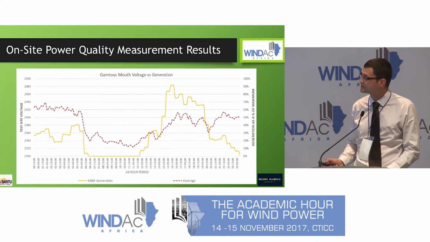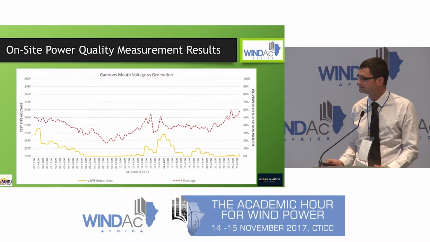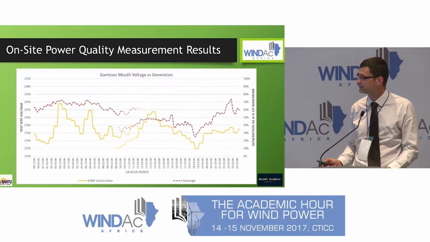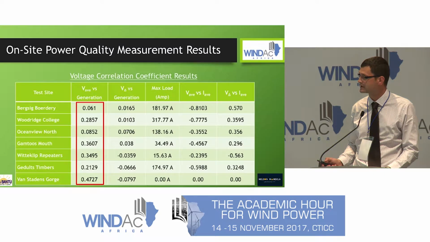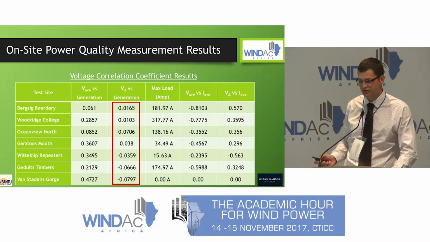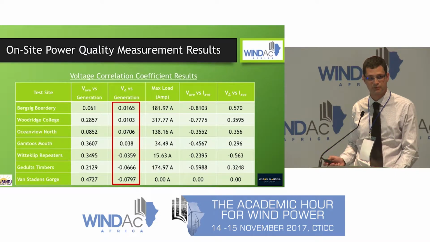Okay, so here's this different site, same thing, close correlation between voltage and generation. Very close or similar pattern. Now, if we look at the maximum deviated voltage versus generation, you'll see that all those correlation values are close to 0, meaning there's no correlation between maximum deviated voltage and generation.